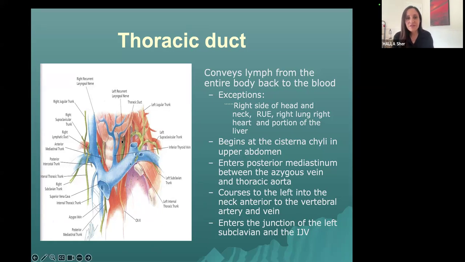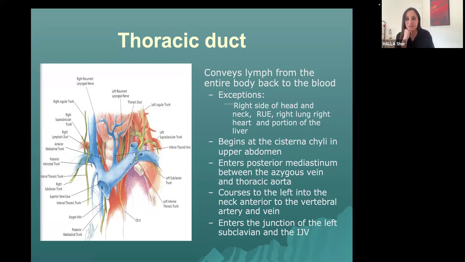So in this picture, the thoracic duct, you can see, is the green structure. It begins down here. It courses into the posterior mediastinum. It kind of juts to the left a bit, and it courses anterior to the vertebral artery and vein before curving and [entering at the junction of the internal] jugular vein, which has been transected here, and the subclavian vein.